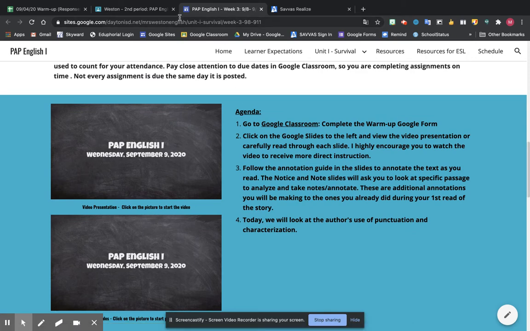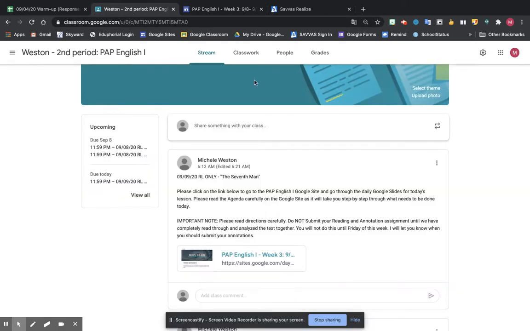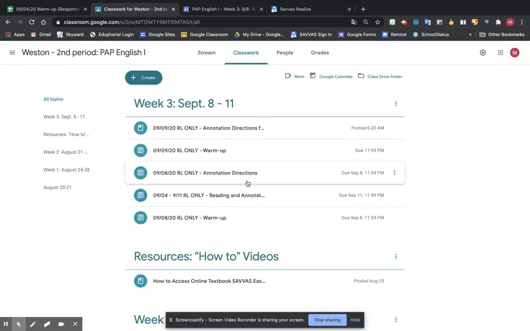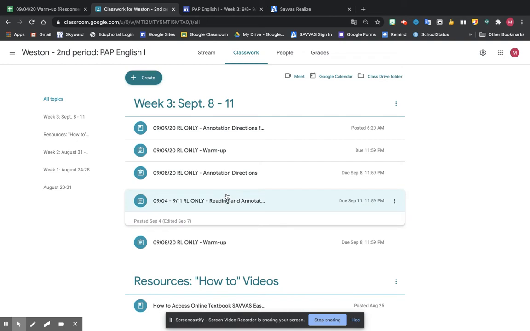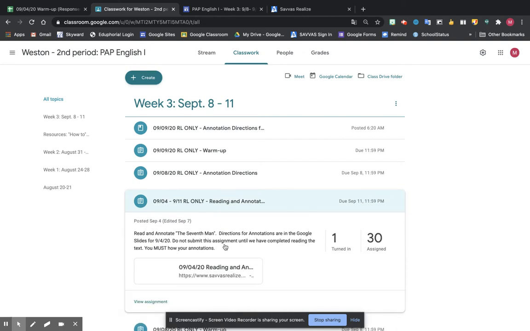So one of the confusions that some students are having is about turning in your annotation. I just want to go to the beginning of this week, to yesterday's assignment. We're on week 3, September 8th through the 11th. You had your warm up first, and then I'm going to click on this. And this is the annotation.